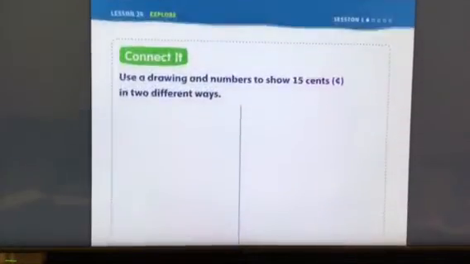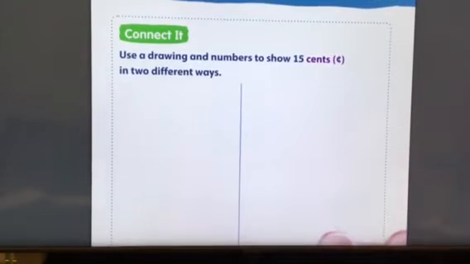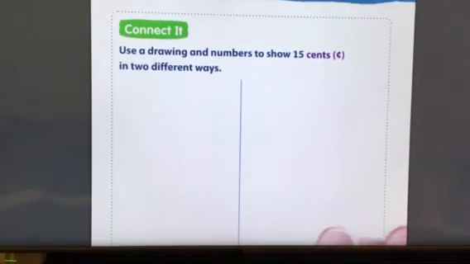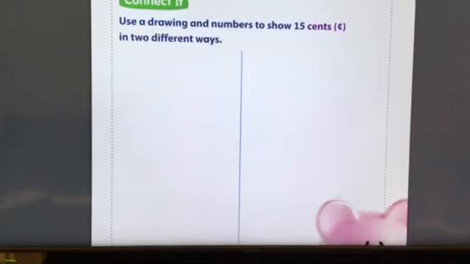Moving to the back side. It says use a drawing and numbers to show 15 cents in 2 different ways. So pretend that you have 15 cents in your pocket and your friend has 15 cents in their pocket. You might have different coins in your pocket even though you have the same amount of money. So that's what we need to do here. We need to show 2 different ways to make 15 cents.